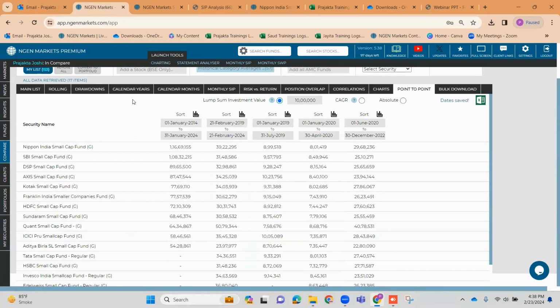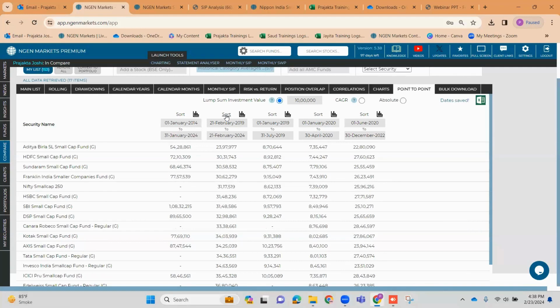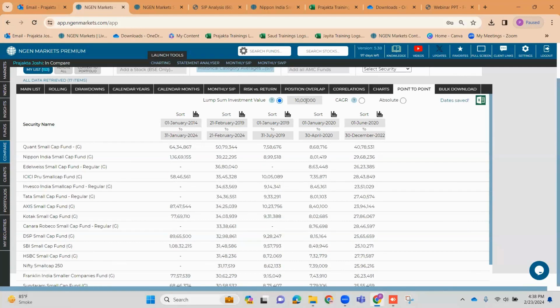So this was lump sum analysis on a particular scenario. Now, the beauty of this is you can create multiple scenarios. In this case, what I've considered is a 10-year scenario as the first bucket. My second bucket is a 5-year scenario. If I invest 10 lakh rupees at the start of February 2019, what would it be in value terms? Quant would have generated the highest return, 10 lakh would have become 50 lakh rupees.